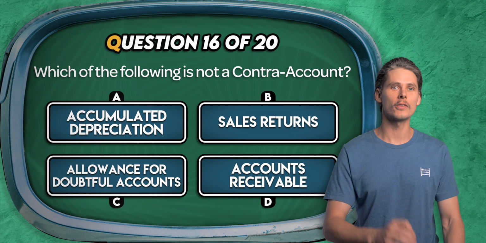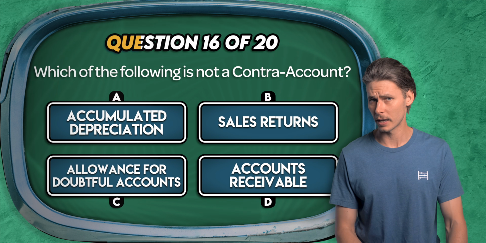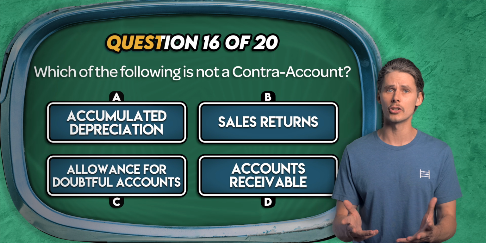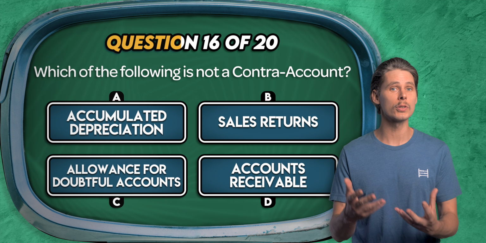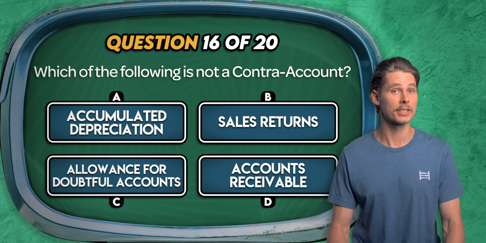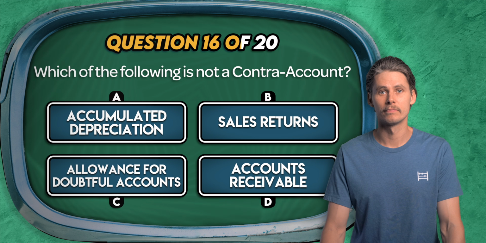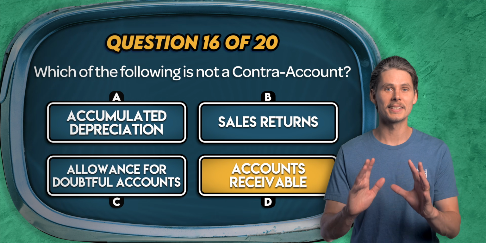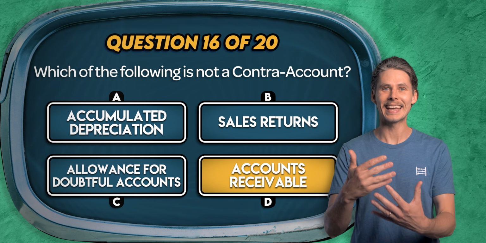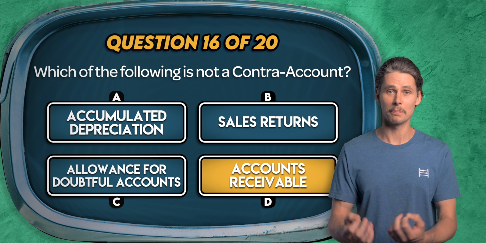Question 16. Which of the following is not a contra-account? Is it accumulated depreciation, sales returns, allowance for doubtful debts, or accounts receivable? It's D. A contra-account flows against another account and reduces its balance.